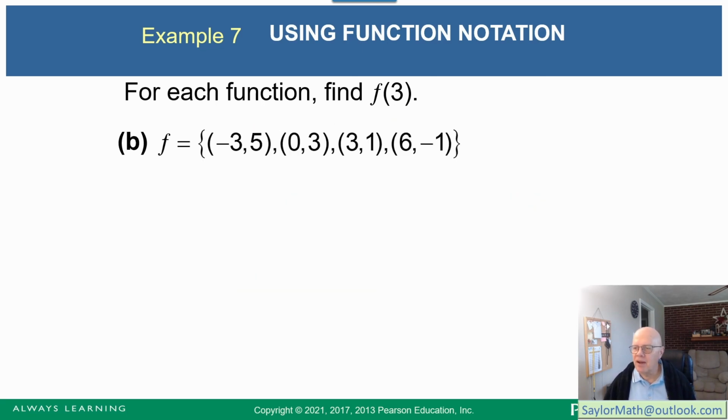How about f of 3 here? Now, you might look at this and say, oh my gosh, I really don't know how to do this. But actually, remember, these functions are special ordered pairs. And this represents the x value. What ordered pair here has an x of 3 right here? So what's f of 3? For a 3, you get a 1. And there you go.